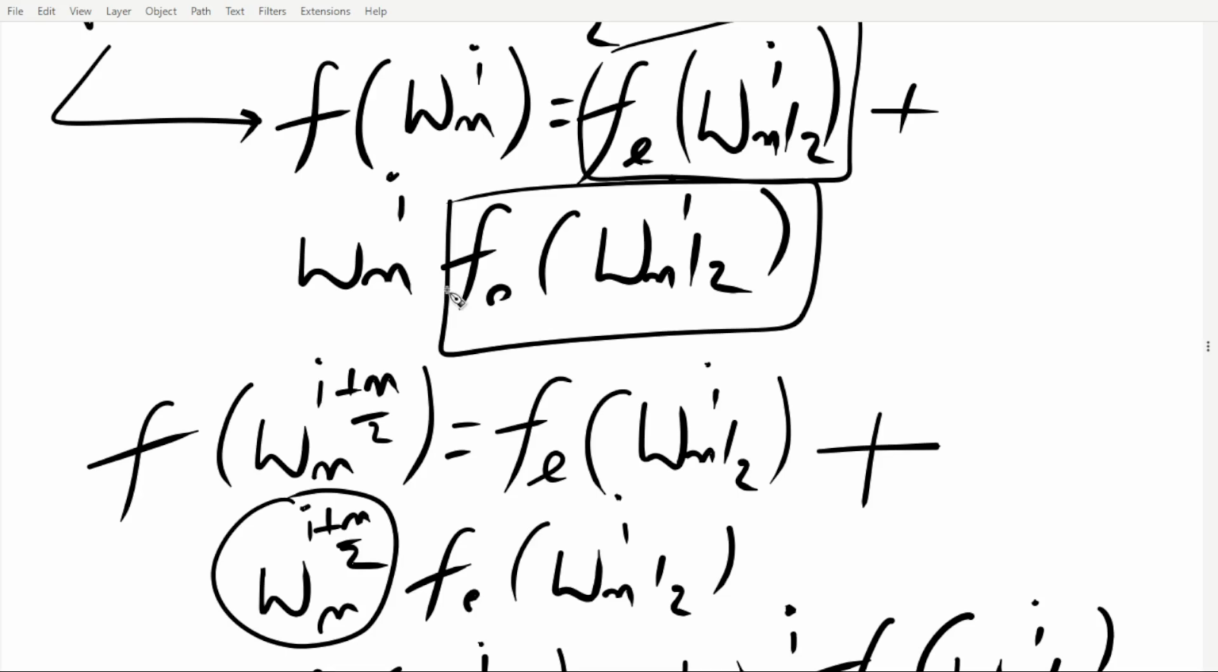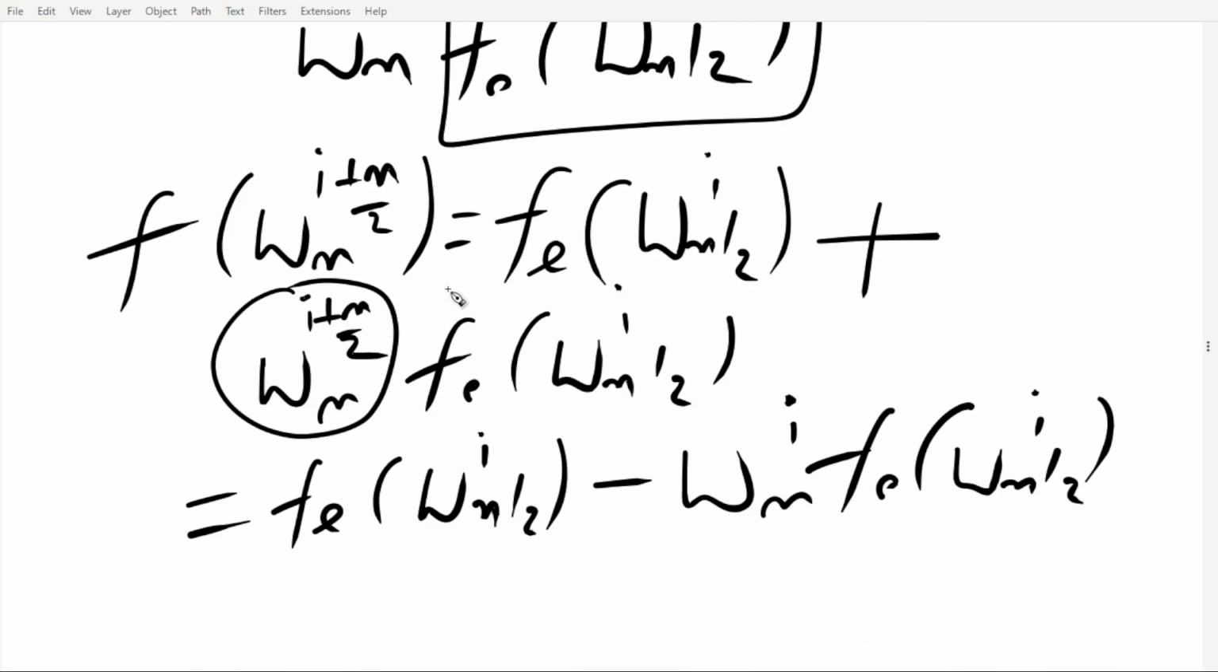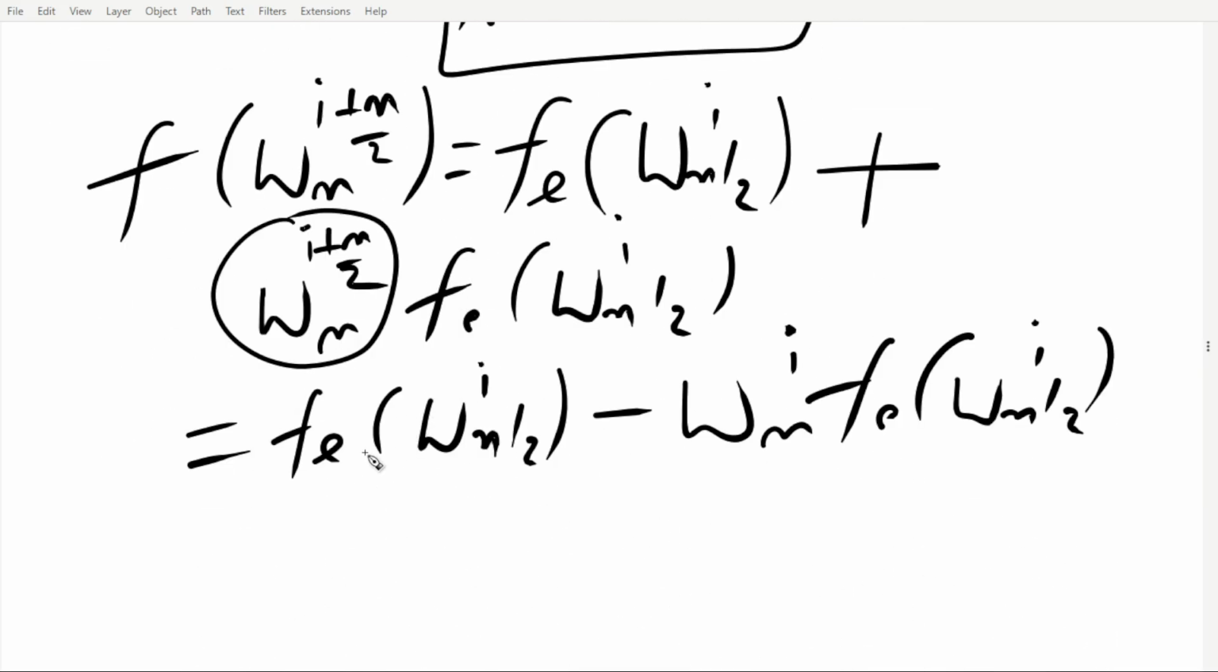For the second half set of values, again very similar, just flip the sign. Find fe values, find fo values, these are repeated, multiply by omega n to the power i and flip the sign. So this way we get the complete set of values. This is the conquer step.